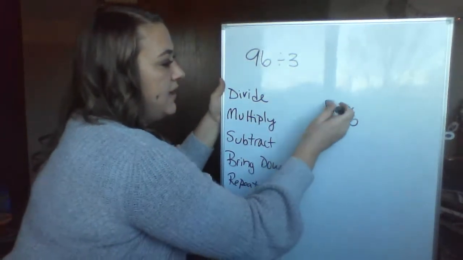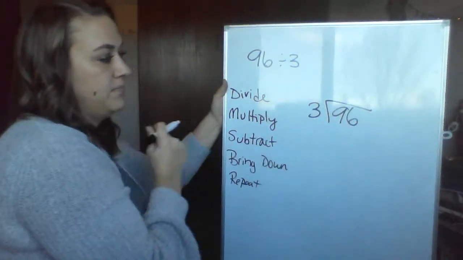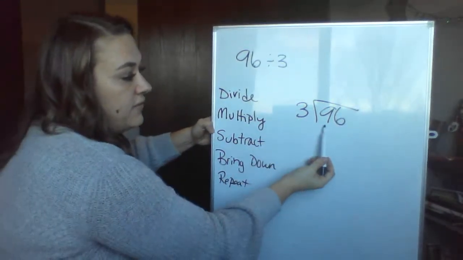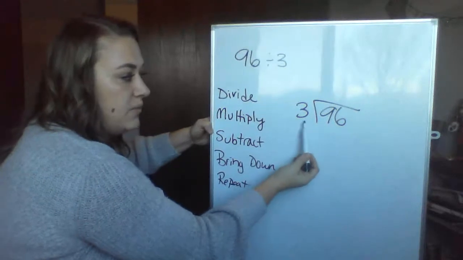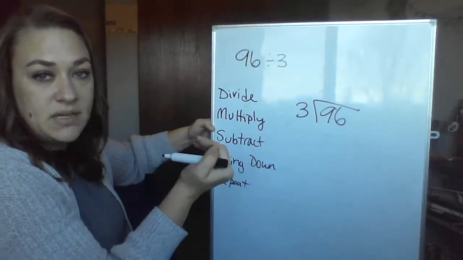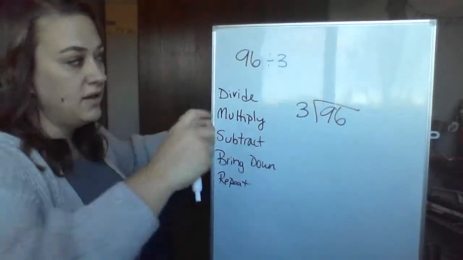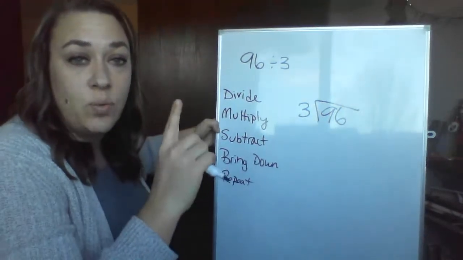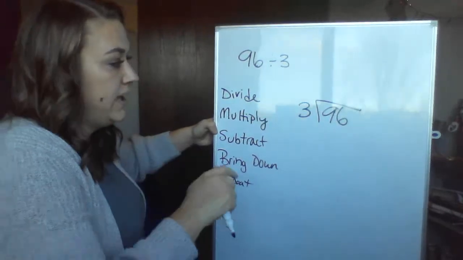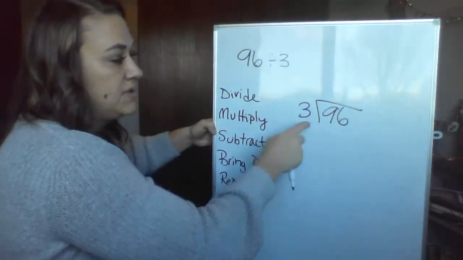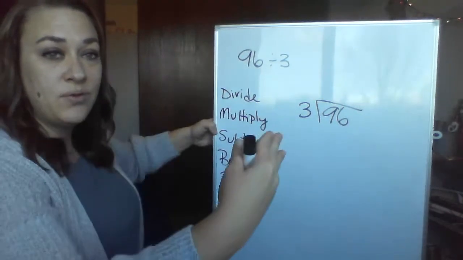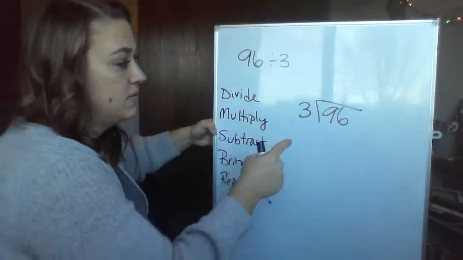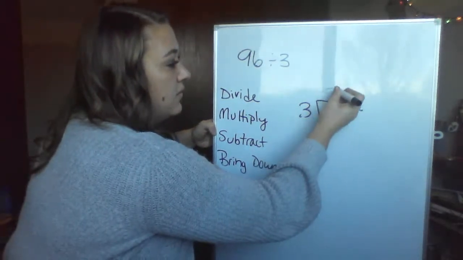96 divided by 3. Okay, so first let's check and see, can I divide into that first number? If it's larger than whatever you're dividing by, then it's always going to be a yes, right? If I have more than this, I'm going to be able to make at least one group of 3. So I'm going to skip count by 3s. How many groups can I make without going over 9? 3, 6, 9. 3 groups. 3 goes into 9, 3 times.